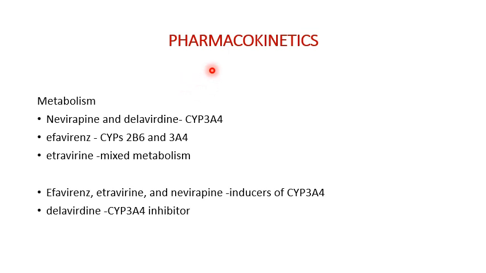Here the pharmacokinetics of NNRTIs is a little important. Nevirapine and delavirdine are metabolized by the CYP3A4 enzyme, whereas efavirenz is metabolized mainly by CYP2B6 and to some extent by 3A4, and etravirine has mixed metabolism. The importance of knowing the metabolism of these drugs is when you combine these ART drugs with anti-tubercular drugs like rifampicin.